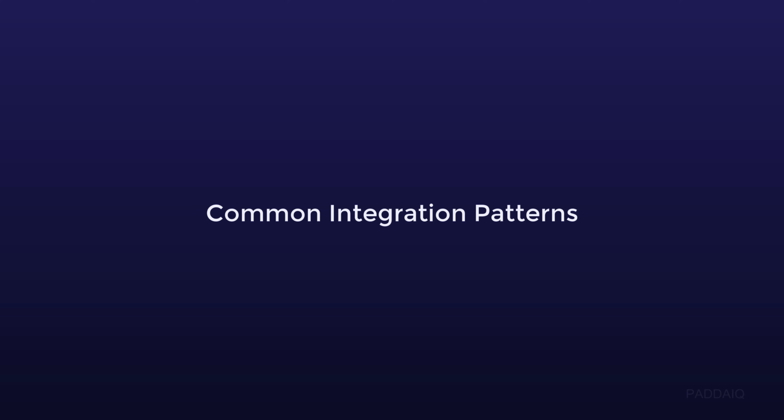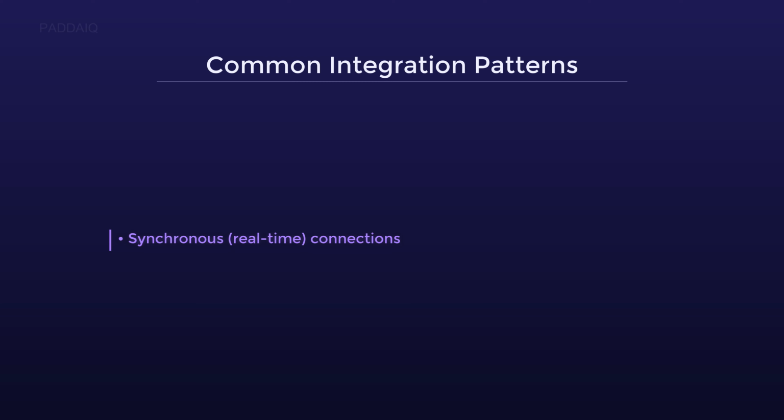Common integration patterns for enterprise solutions. Synchronous, real-time connections. This means systems communicate instantly, with the sender waiting for an immediate response before proceeding. For example, when a customer places an online order, the website immediately checks product availability in the inventory system. This ensures data is current and processes are completed without delay.